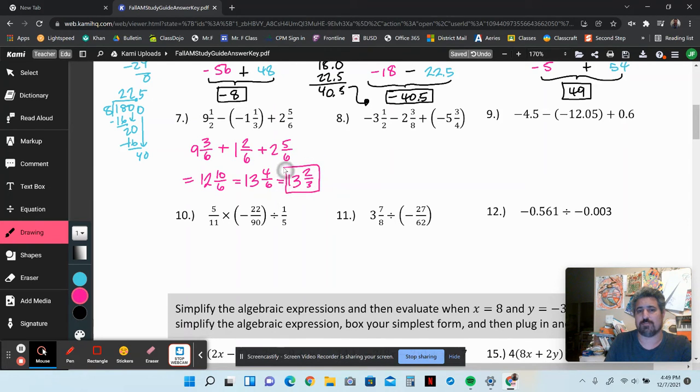Good job. Okay. For the next one here, we're going to start by looking for a common denominator. I got halves, eighths, and fourths. Let's make them all into eighths. I'm going to make sure I change all my subtraction to addition real quick. So we have basically negative 3 and how many eighths?